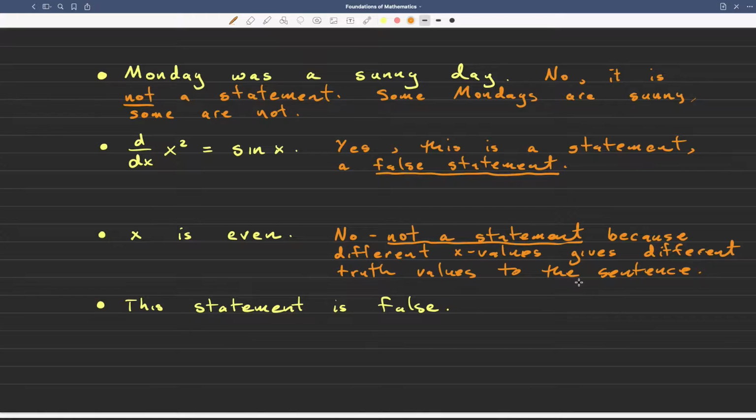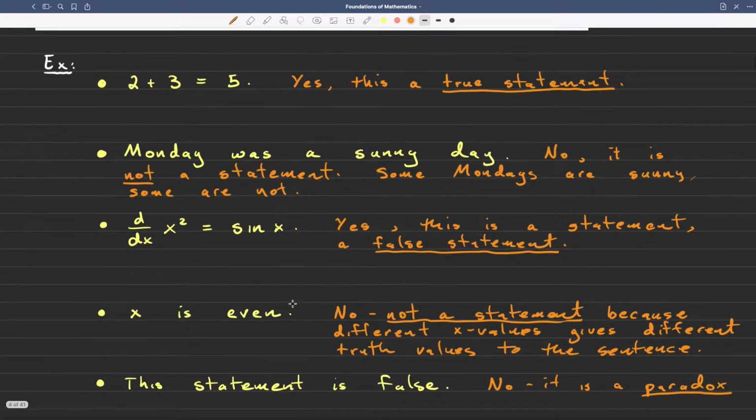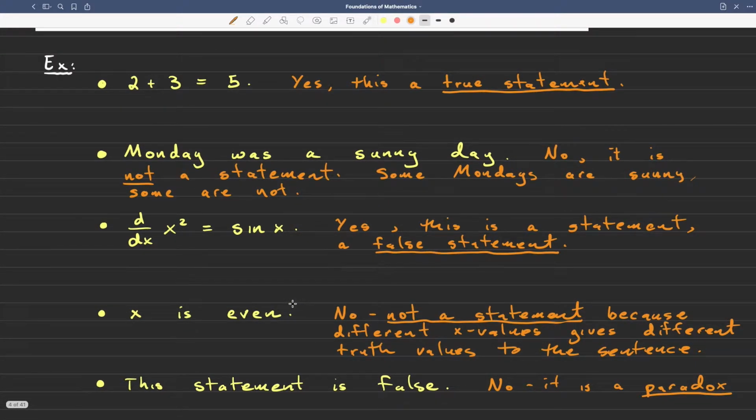So it's sort of like it can't be assigned a truth value unambiguously. I don't want to belabor this a lot. I think most of the time in math class, it's going to be pretty clear when you're dealing with a statement, because we're going to be dealing with sort of objective, mathematical structures.